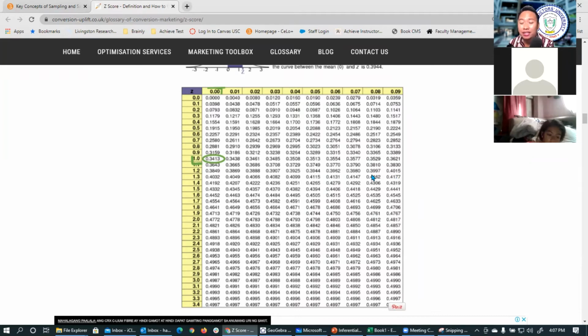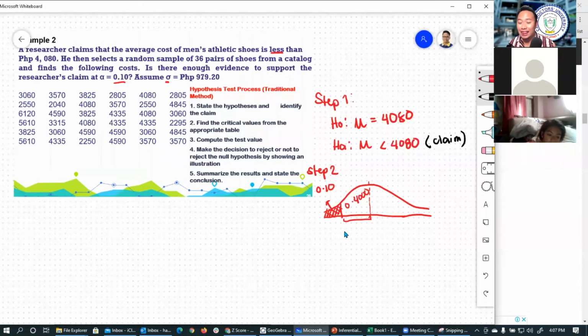But the 0.3997 only needs 3 units to become 0.4000. Agree? So in other words, our critical value is 1.28. Another twist, because it's on the left side, we're going to make it negative 1.28. Follow? Are we good? Question.